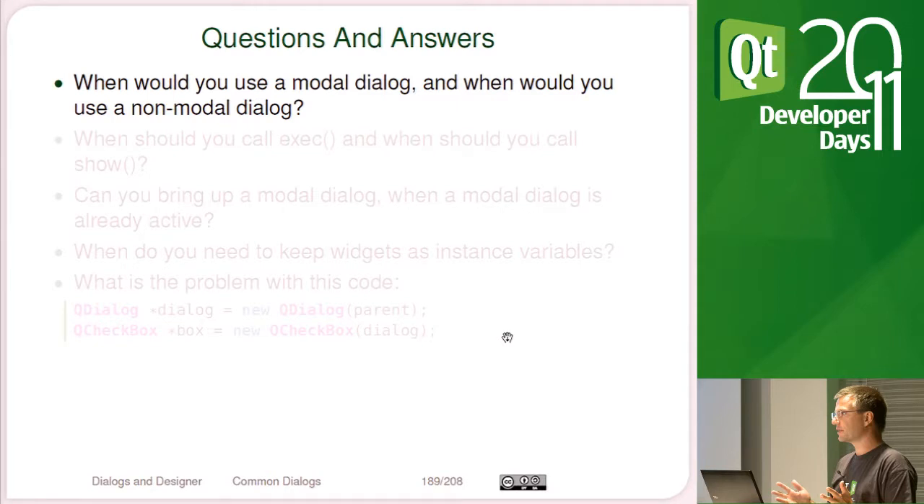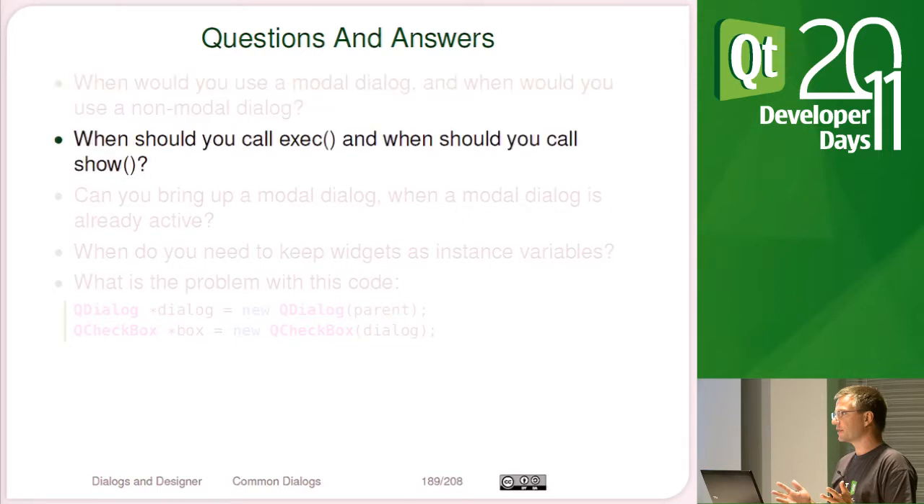I think the usage of modal and modaless dialogues is pretty clear. Modal dialogues, when you just want to block your application and wait for a user input, and when the dialog is closed, you can control your application again. And modaless dialogues are just, the user can use these dialogues as well as your main application, and it does not block. The exec function is called for modal dialogues, and the show function is called for modaless dialogues.